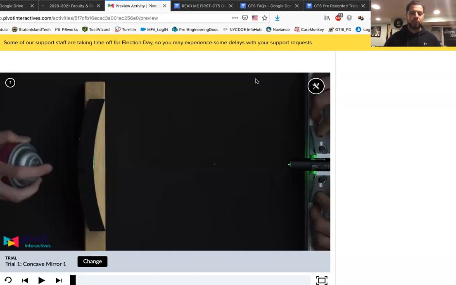figure out where the focal point is. In order to do this, we're going to have a laser that is sliding up and down as well as spray mist to show the path of the light rays.